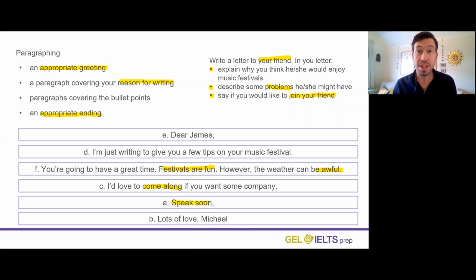Now, of course, that's a very, very short version, particularly of these points here. You would want to write a lot more because this is not 150 words. But that just gives you an example of how you want to organize your different paragraphs.